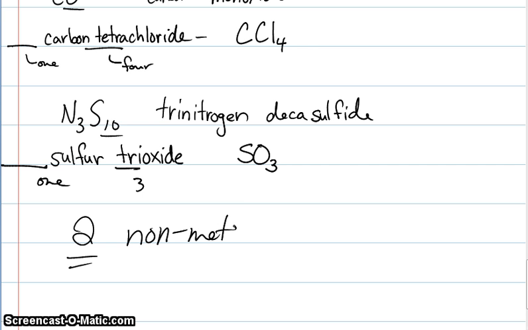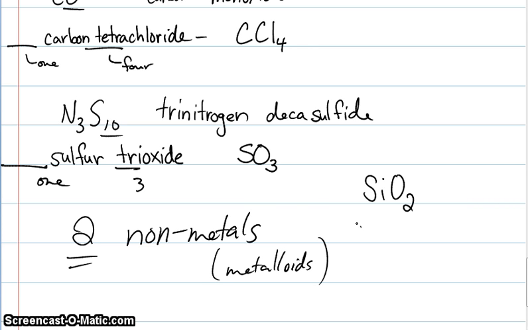Ooh, I just remembered one more little thing. Remember that metalloids are like nonmetals here. So SiO2 will be silicon dioxide in our name, even though silicon is a metalloid. We're going to treat it like a nonmetal. Alrighty.